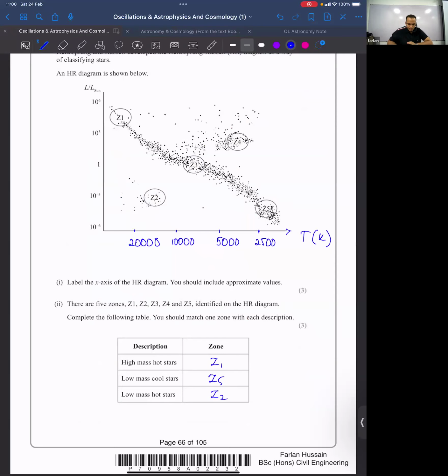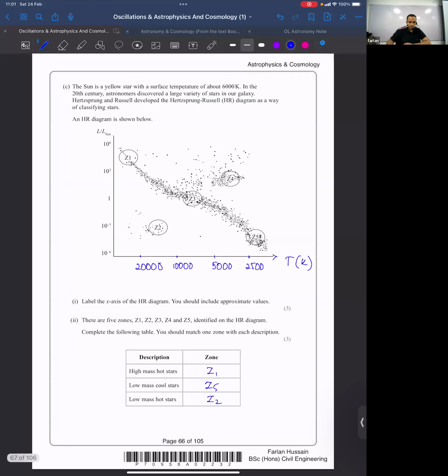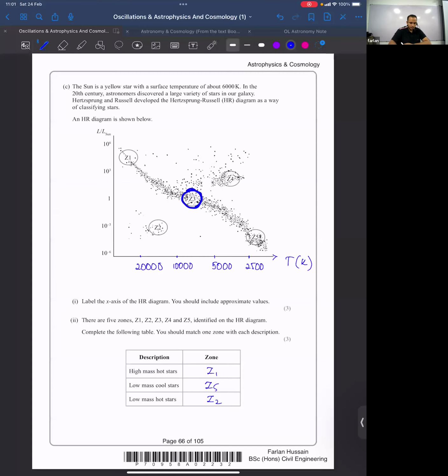Right, so the question for the next part, page 67, is a 6 marker. The position of a star on the HR diagram changes as a star evolves. Explain how a star like the sun evolves as it progresses from zone 3 to its final position on the HR diagram. So currently it's in zone 3. What will be the final position? White dwarfs and black dwarfs. Then from Z3, it has come down to Z2, that will be the final position.